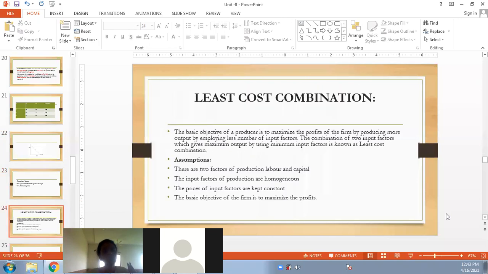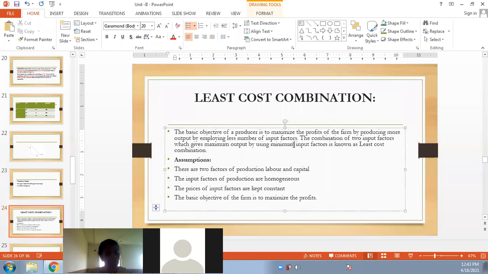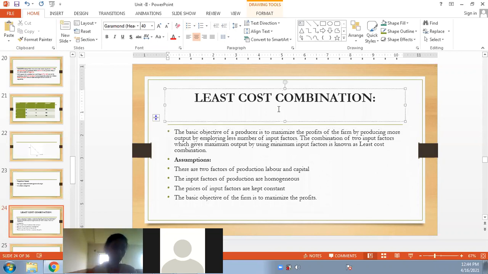Now, what is the use of isoquants and isocost? Least cost combination. We will use the concepts of isoquants and isocost in order to find out a least cost combination. Now, what is a least cost combination of outputs?